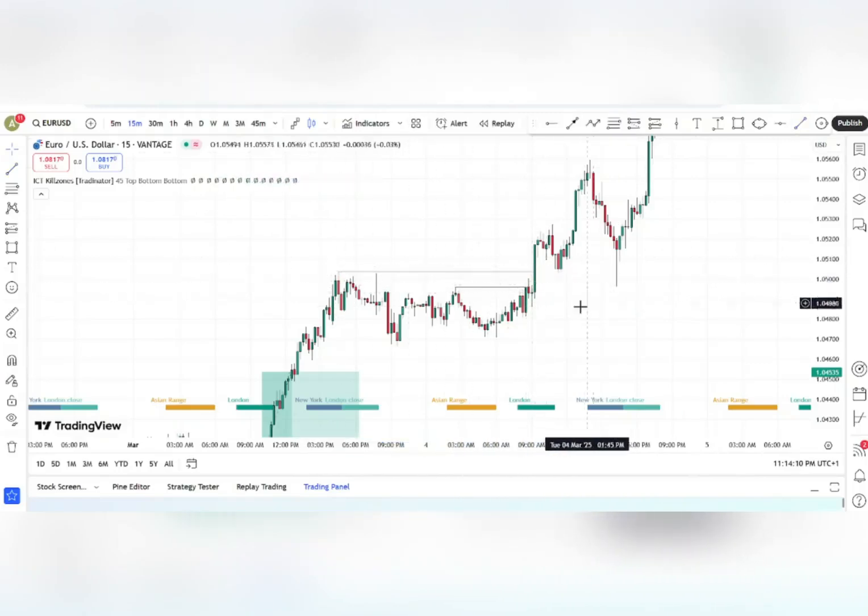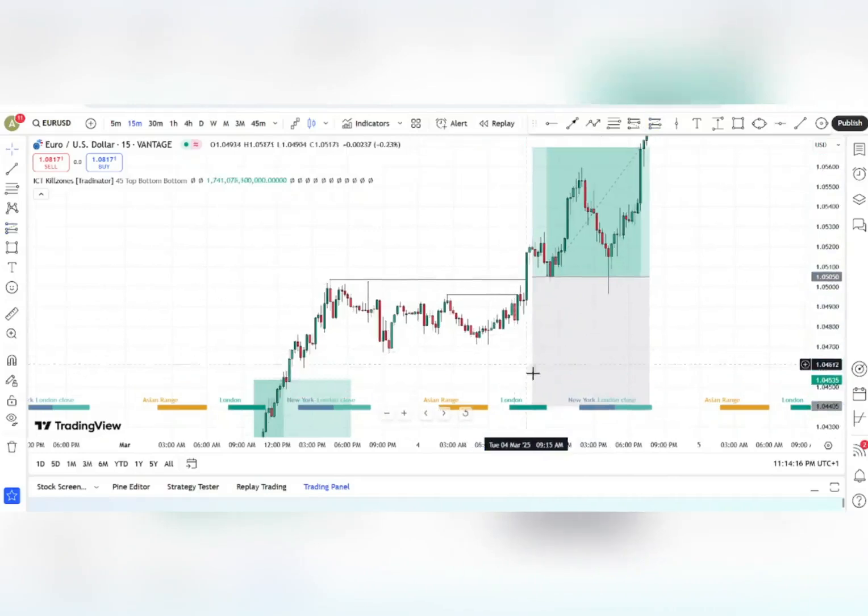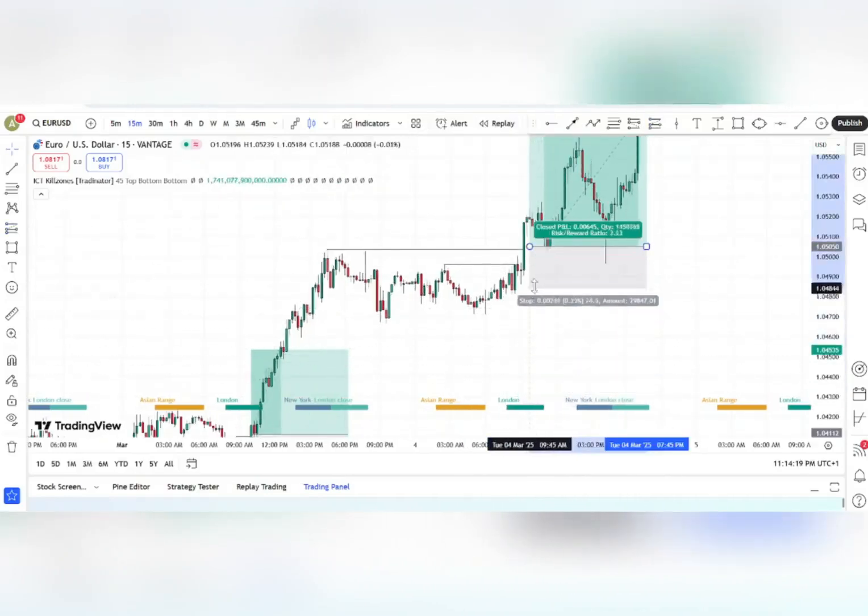To plot this. So what am I doing now? I'm using my limit order. I've seen this breakout, so I use my limit order, buy my market from there. Then my stop loss at this low. Okay, 14 pips.